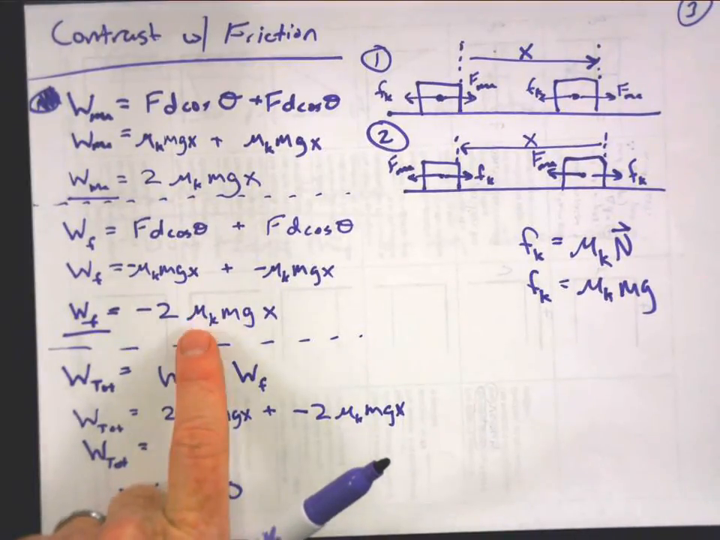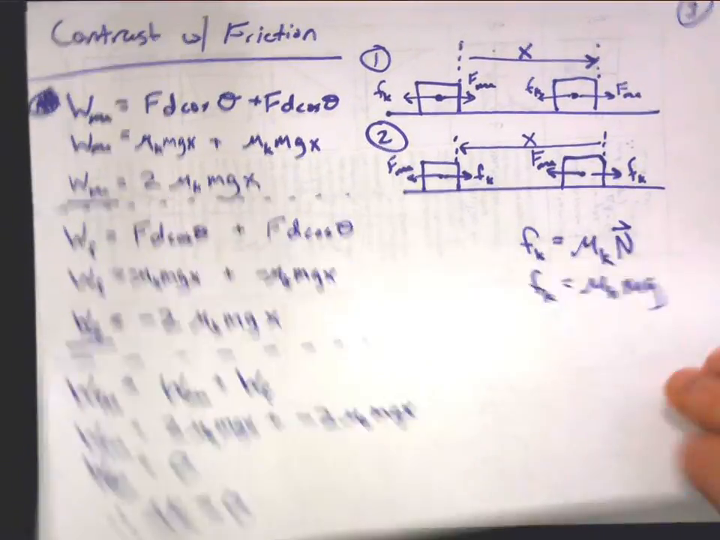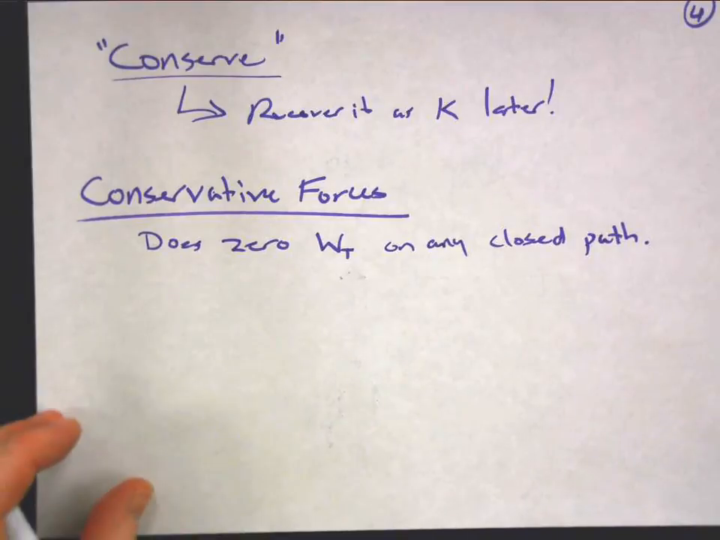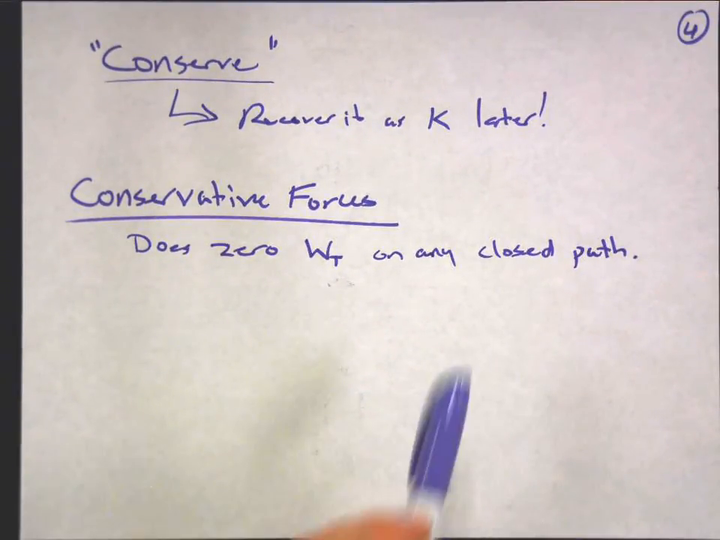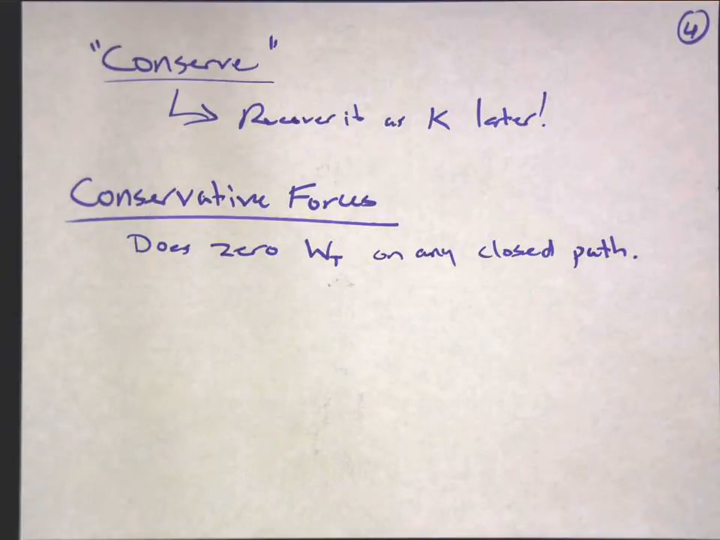It did not conserve the energy. It did not save it. It did not store it. And that's significant. Okay, so on a closed path where we end up where we started, that's a conservative force. Well, a non-conservative force does work on a closed path. The total work by that force would not be zero.